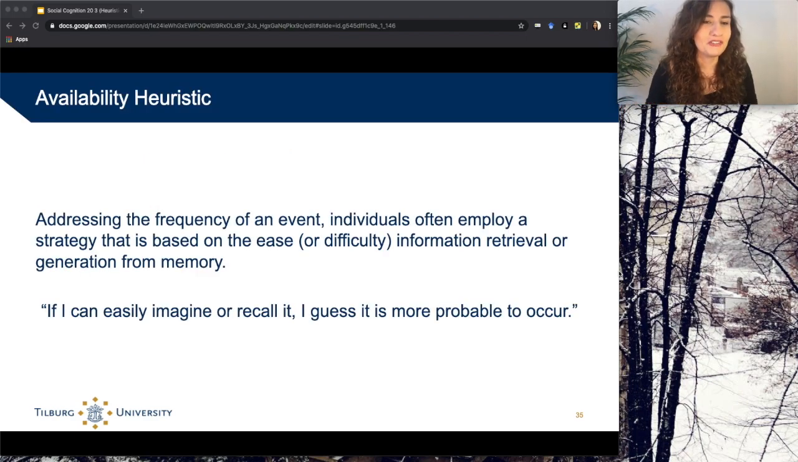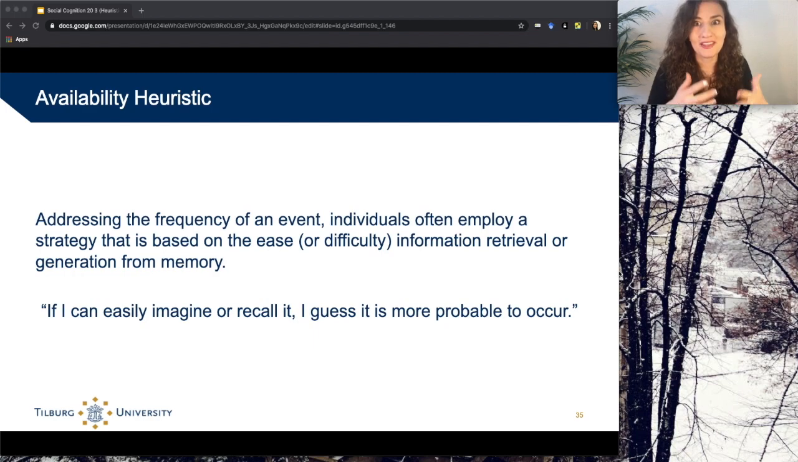The availability heuristic, or this perspective, would say that when assessing the frequency of an event, we often employ a strategy that's based on the ease or the difficulty with which we can retrieve information about this event, or with which we can generate it. So basically the rule of thumb here is if I can easily imagine it or recall it, I guess it must be more probable to occur.